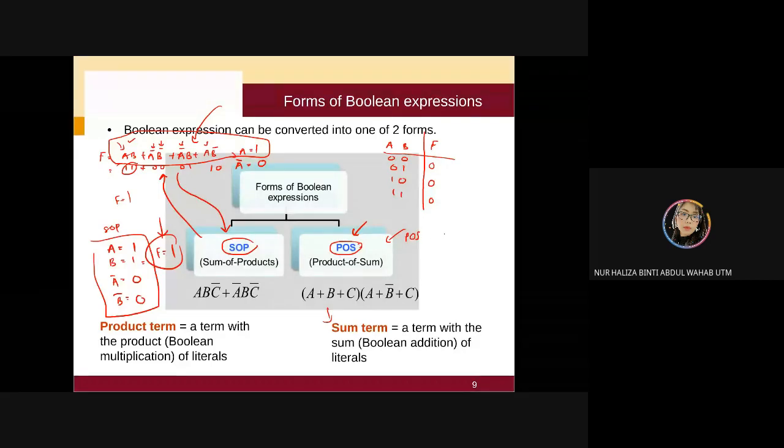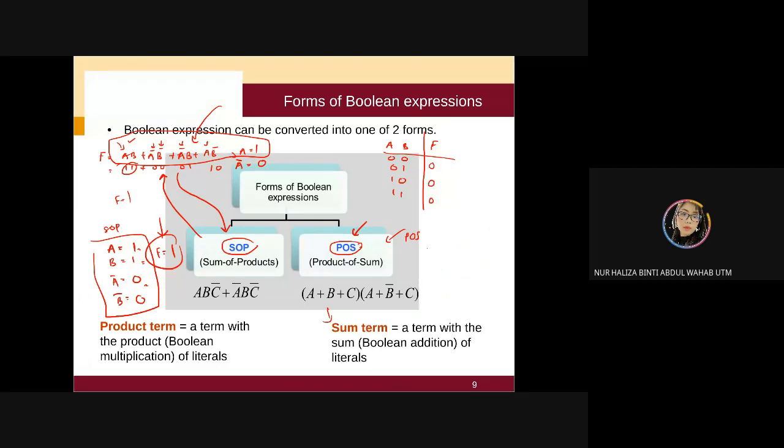POS is different, which is A equal to 0, A bar equal to 1. See over here? It's different, okay? And if, let's say, you have B equal to 0, B bar equal to 1. And your output will be 0. So I give you an example here. Let's say you have POS, a simple one only.